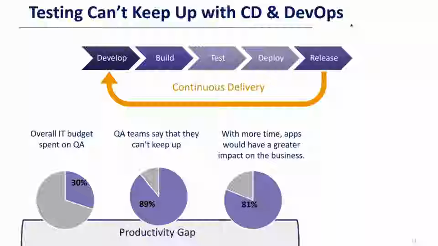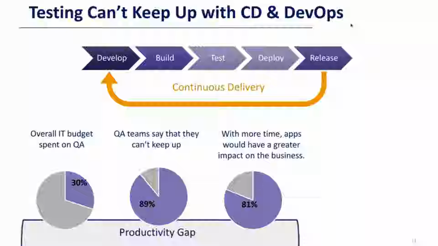And if you look at another of my gap analyses, the productivity gap, you'll see, going back to those 750 companies in the enterprise software space, 30% in most companies on average is spent on QA of the overall IT budget. However, 89% of those teams say they can't keep up. And 81% are saying, if we had more time, we'd be able to do better work, and we'd be able to have a better impact on the business in our applications.